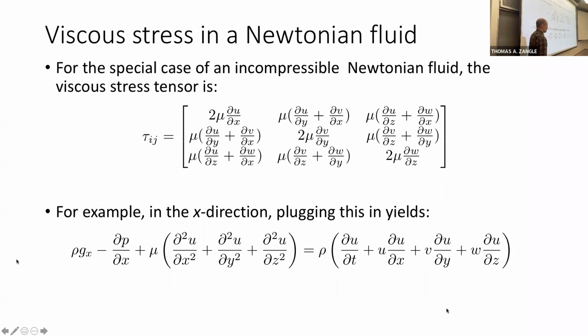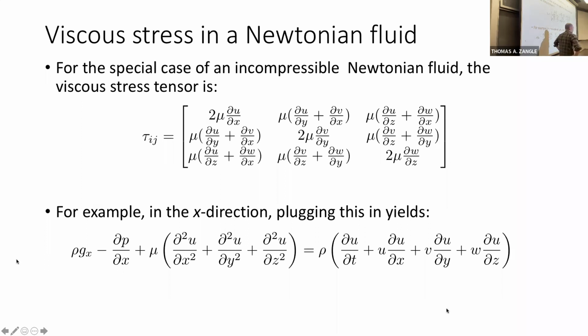In other directions, like say we had the y direction, we just replace the u with v and then z. So in the y direction, this would be rho gy minus dp dy plus mu times d squared v dx squared plus d squared v dy squared plus d squared v dz squared, equal to rho times partial v with respect to t plus u partial v with respect to x, v partial v with respect to y, w partial v with respect to z.